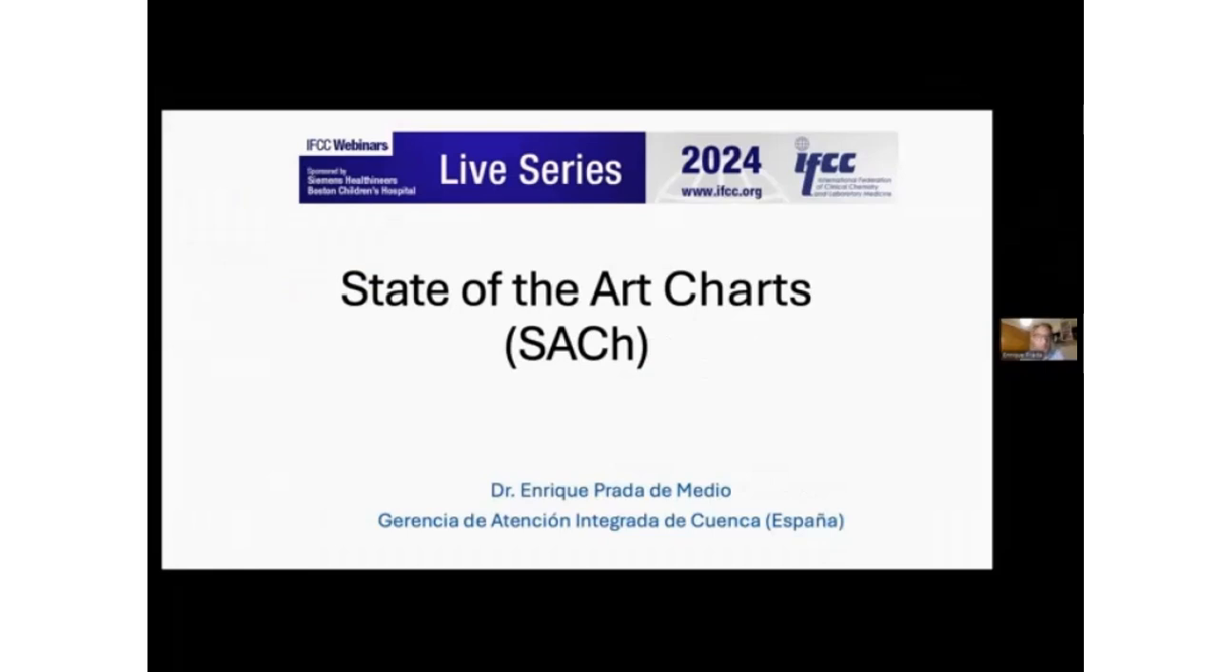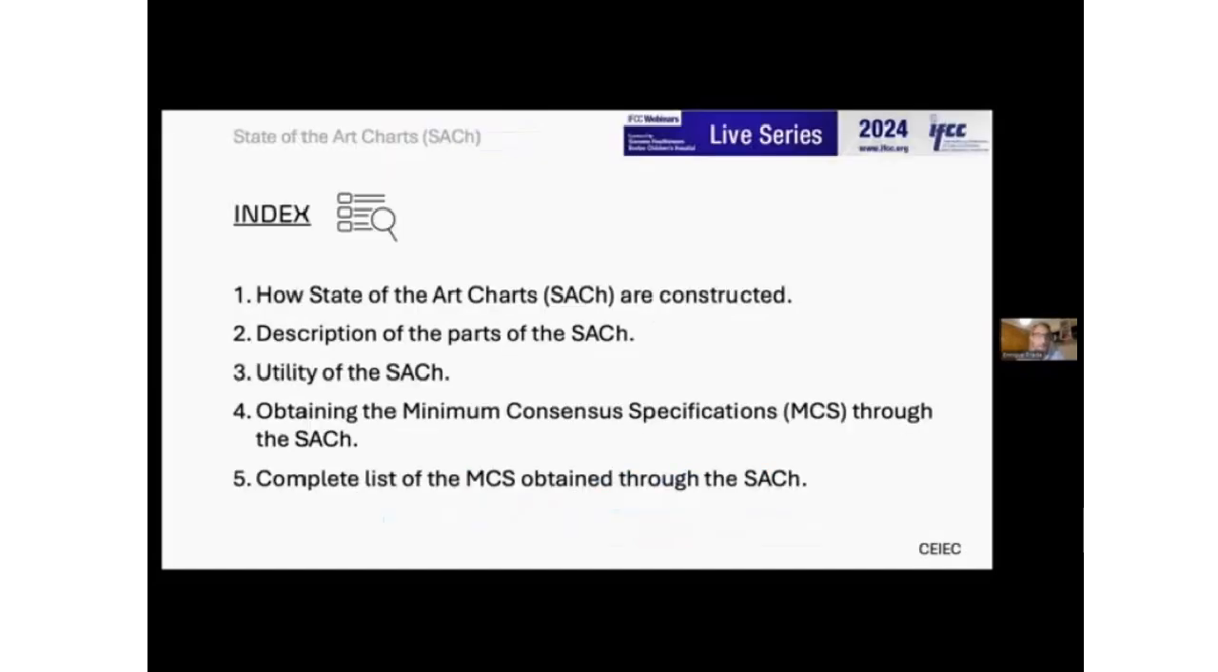I will talk about the state-of-the-art graphs and how we extract the minimum consensus specifications that my previous colleagues have been discussing, thanks to the state-of-the-art graphs. First, we will talk about how these graphs are constructed. Once we know how they are constructed, we will see the description of the same, what each axis and part of it means. We will see their usefulness. We will now see how, once we understood the graph's construction, how to obtain the minimum consensus specifications.